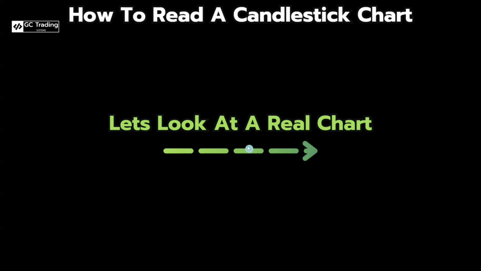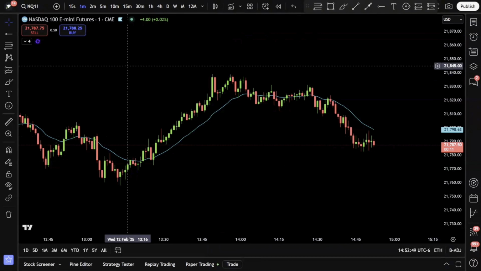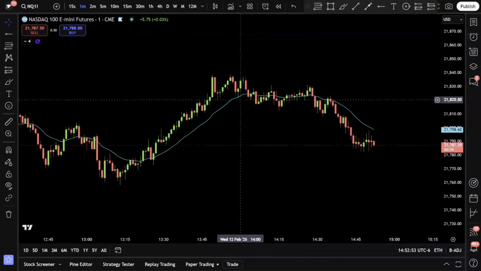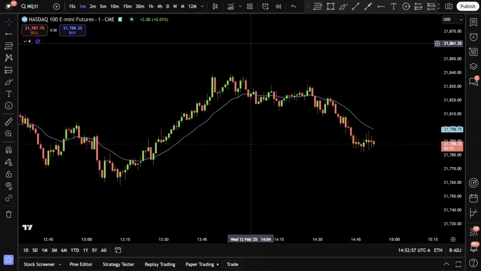All right, now here's the fun part. Let's go take a look at the chart and see all the stuff that we've been talking about. All right, so here is a real chart. So this is the NASDAQ 100 E-mini futures. So I do trade the futures market, but this platform right here, this is TradingView.